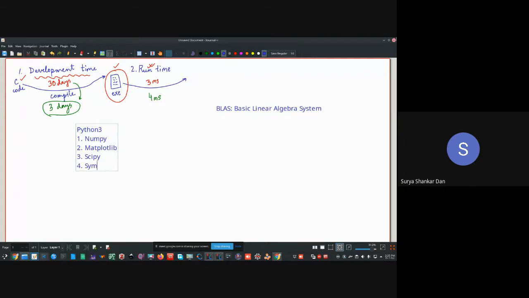Then there is something called SymPy, that is symbolic Python. This is used to get the equations of it. But I do not think that in this course we'll be able to deal with SymPy.